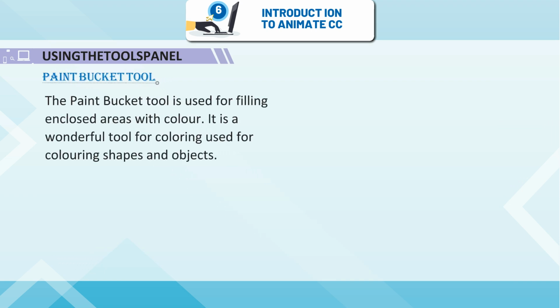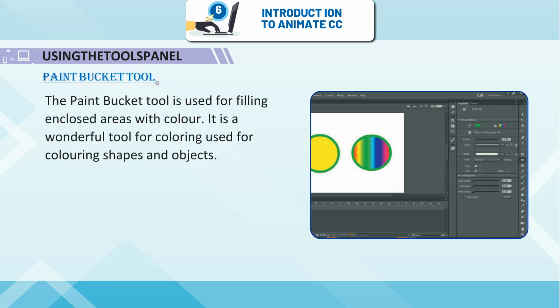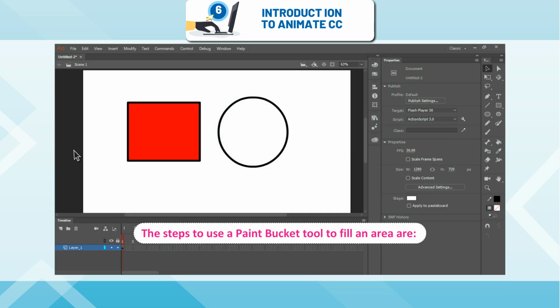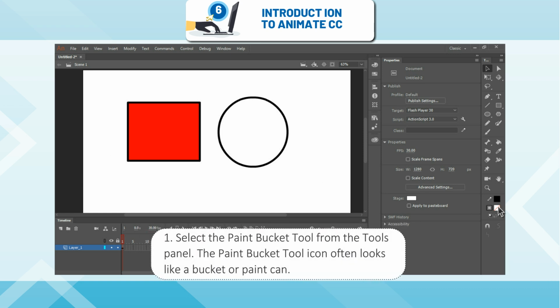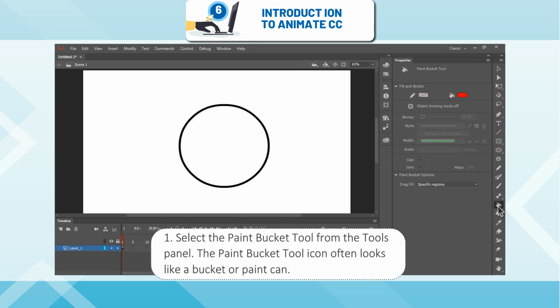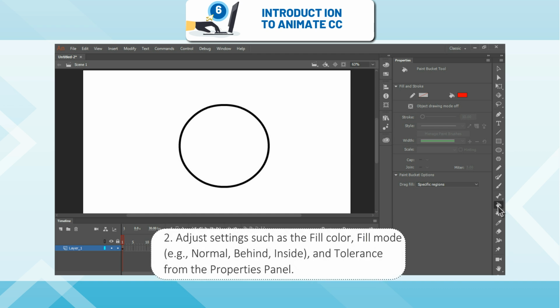Paint bucket tool. The paint bucket tool is used for filling enclosed areas with color. It is a wonderful tool used for coloring shapes and objects. The steps to use a paint bucket tool to fill an area are: select the paint bucket tool from the Tools panel. The paint bucket tool icon often looks like a bucket or paint can.